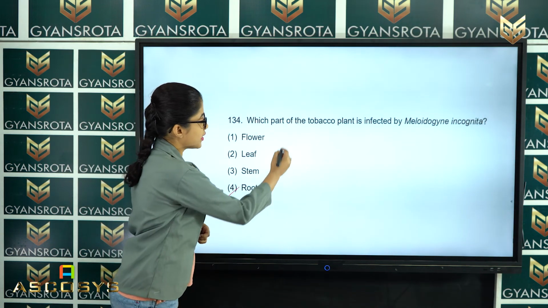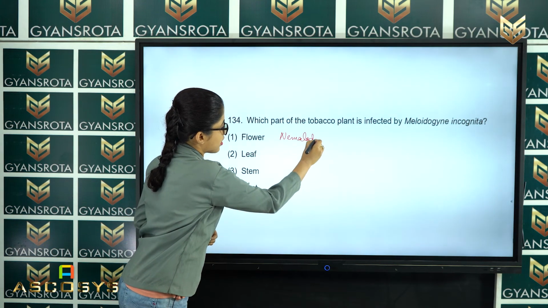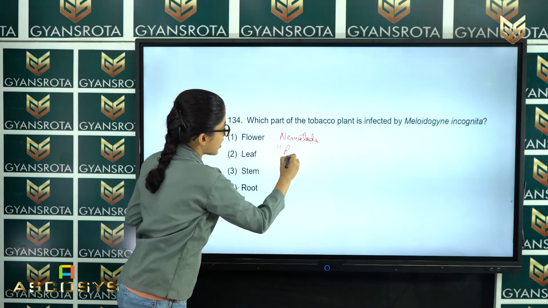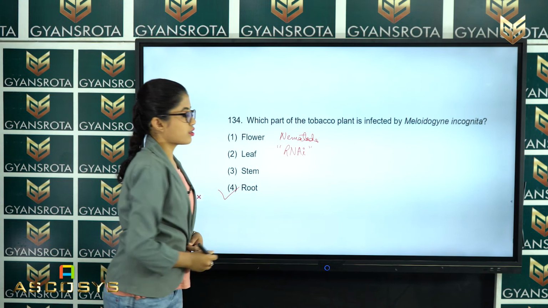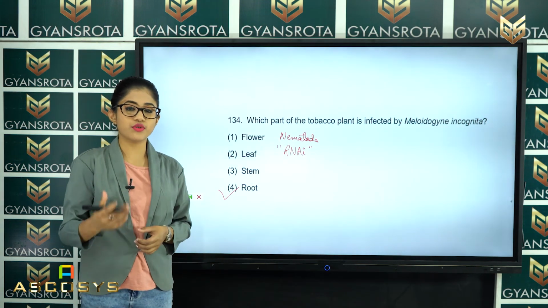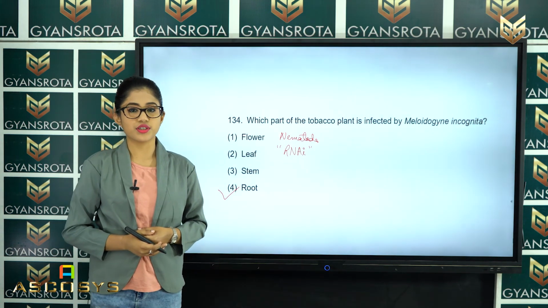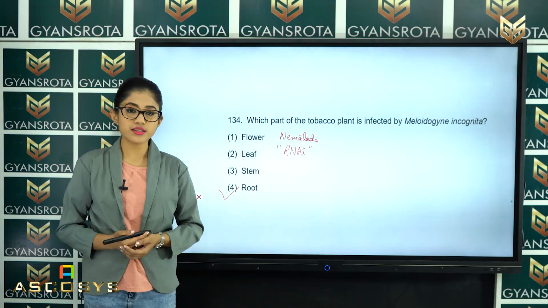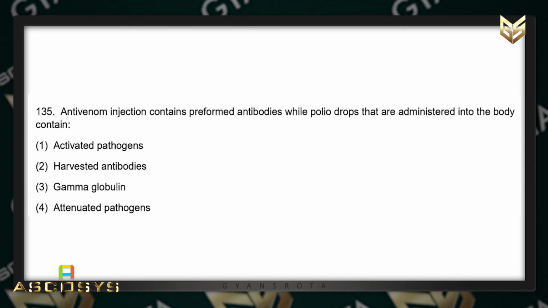So, Meloidogyne is what? It is a nematode and it is treated by RNA interference. So, for understanding this concept, you can refer to the chapters. So, option number 4 is the correct answer of this question. Now, let us see the next question. In this question number 135, you can see the question.